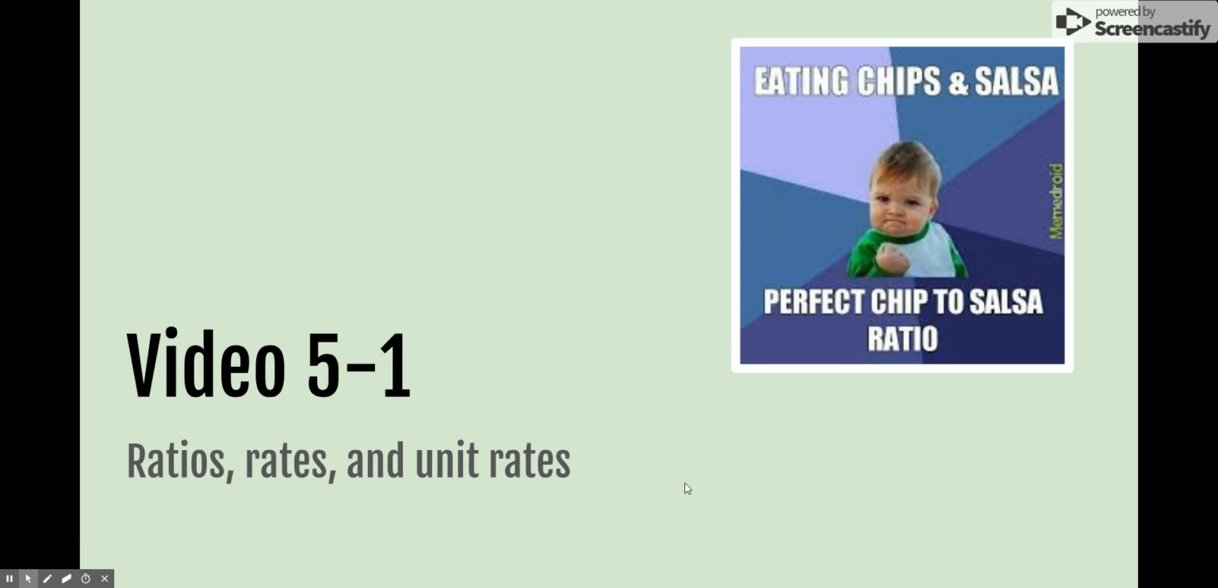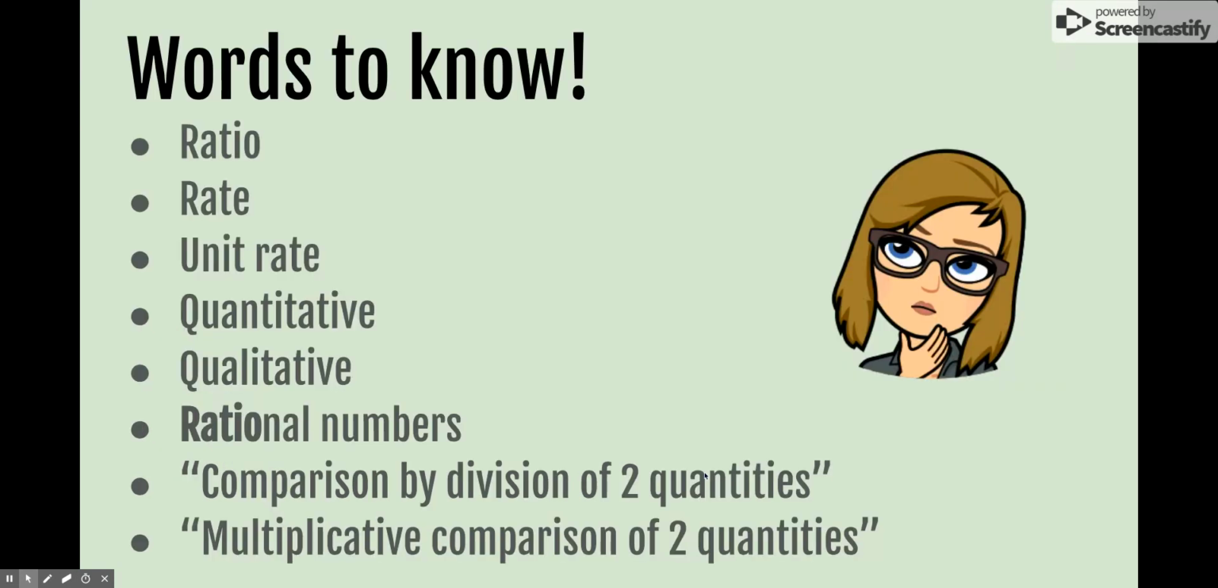Okay, this video is our first video of Unit 5, and it is all about ratios, rates, and unit rates, which is the first topic we're going to cover in Unit 5, which is all about proportional reasoning. So here, as always, is some of your vocabulary you need to know.